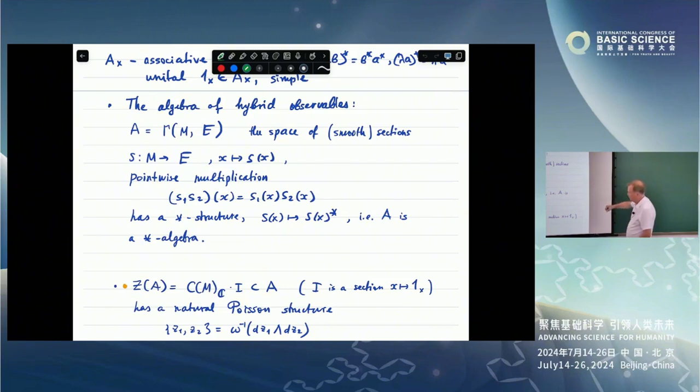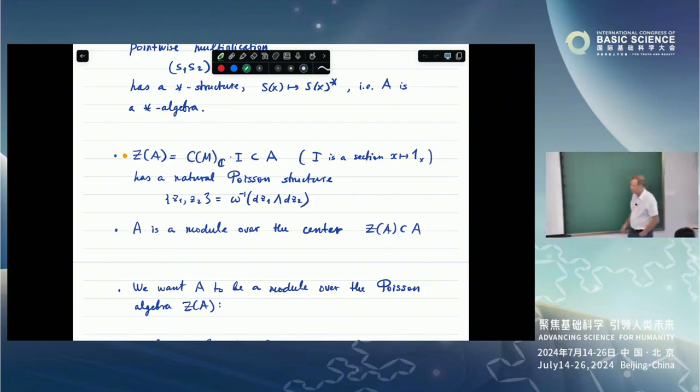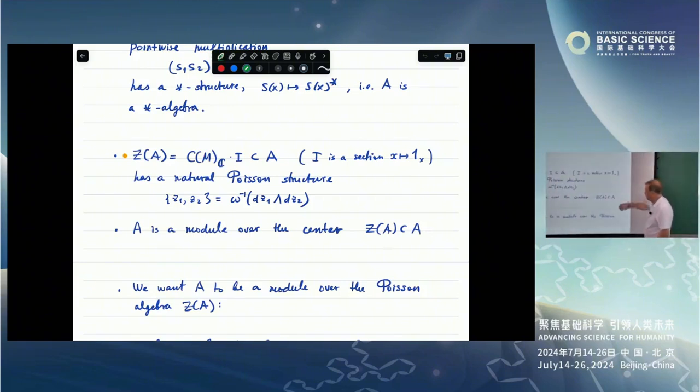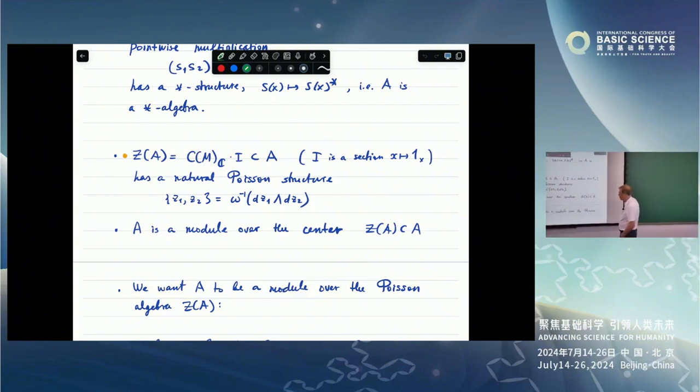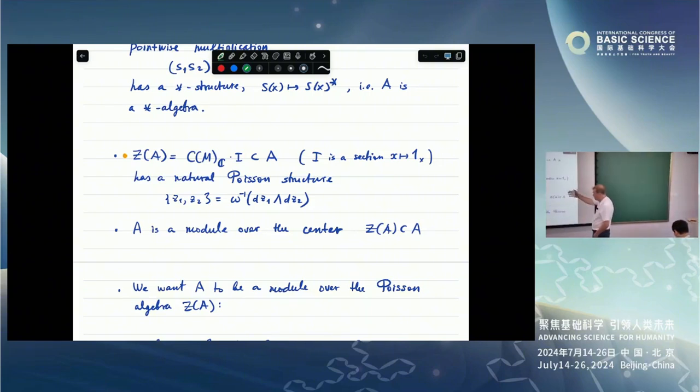Naturally, it has a pointwise associative multiplication. It's a star algebra for this star operation that exists fiber-wise. And naturally, the center of this algebra is isomorphic to functions on M times the identity. The identity is the unit section of this bundle of algebras. So on the center, since it's isomorphic to functions on M, we have a natural Poisson structure. And the whole algebra is a module over this commutative algebra.